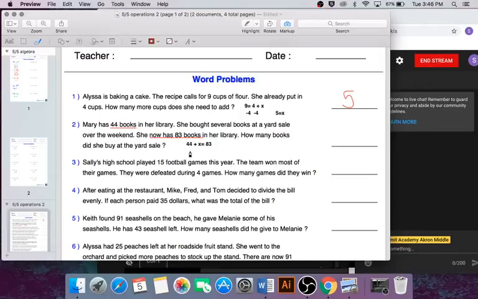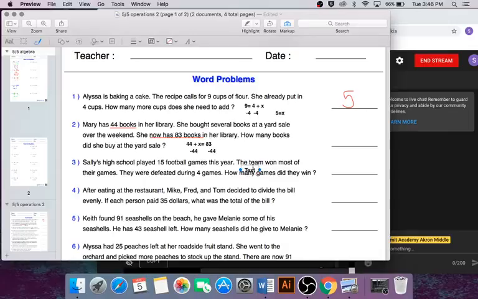So your equation should be 44 plus X equals 83. To solve that, we have to do inverse operations. So the inverse of addition is subtraction. So we're going to subtract 44 from both sides, because whatever we do to one side, we need to do to the other.